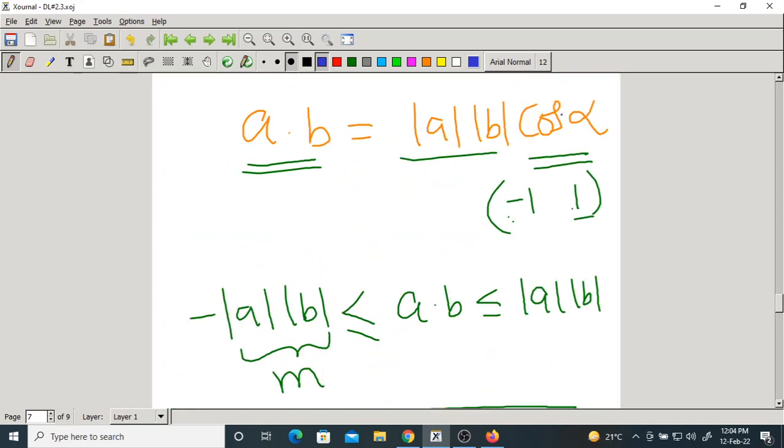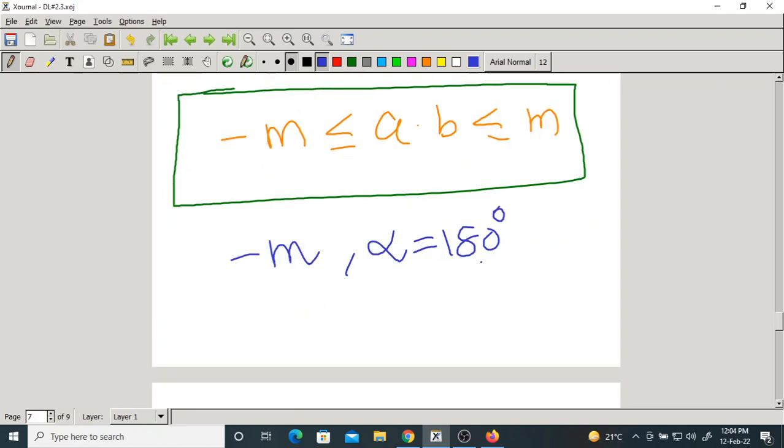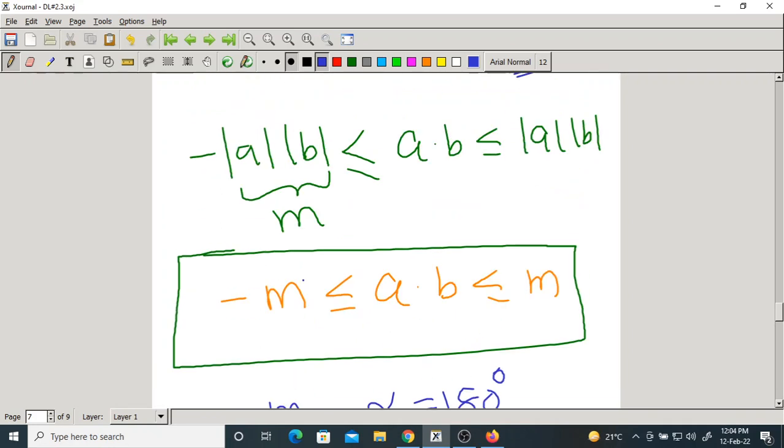When is it minimum? When cos alpha is -1, which means alpha is 180 degrees. The maximum value is m when alpha is 0. The angle is 0, the angle is 180. What is m? M is the product of two mods, mod a into mod b.